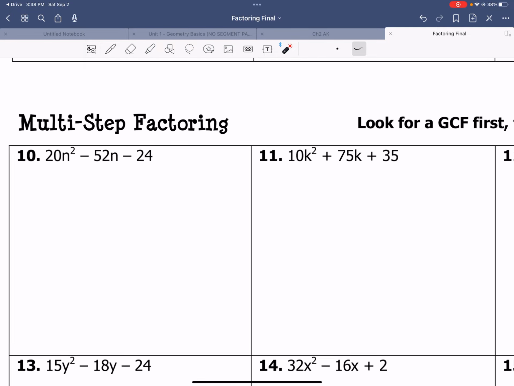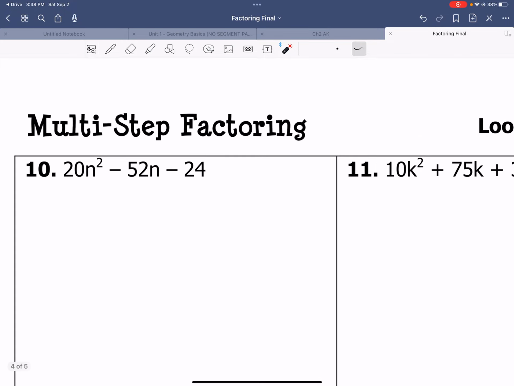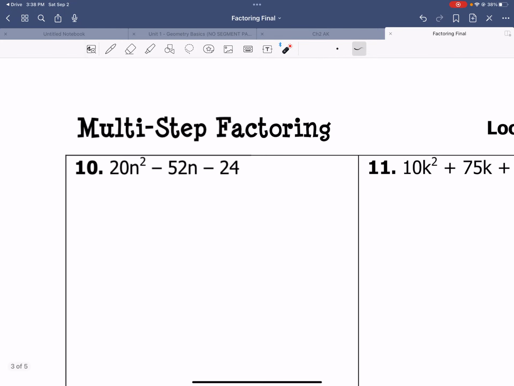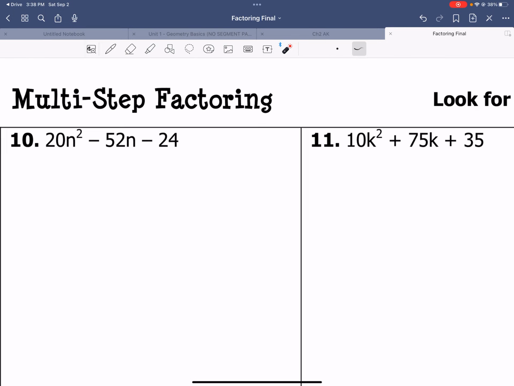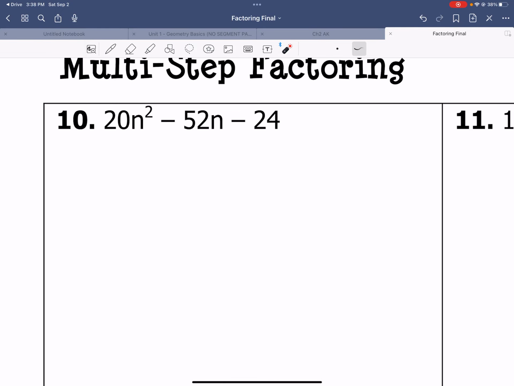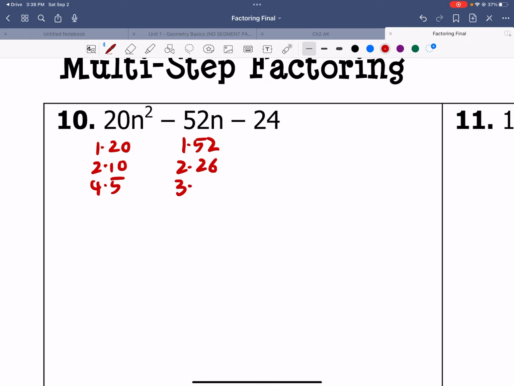What if you have a GCF? So here, again, I will go over one traditional method and one regular method. If I go over the traditional method, you have to find all the factors for all three numbers, like 1 times 20, 2 times 10, 4 times 5, and for this one, 1 times 52, 2 times 26, 3 times, no, 3 does not go in there, 4 times 13, right? No.